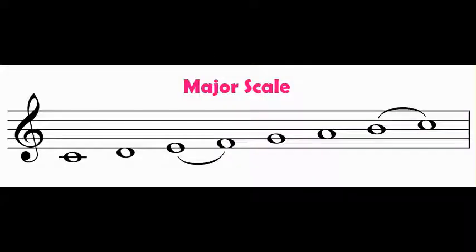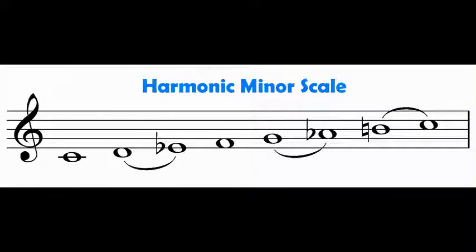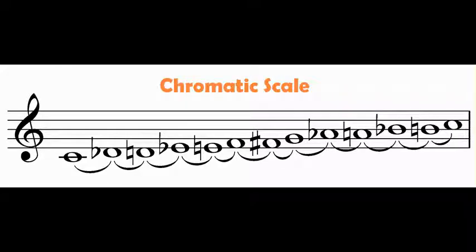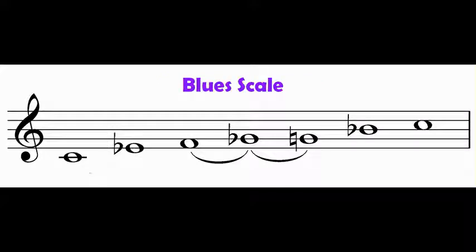A few examples are the major scale, harmonic minor scale, chromatic scale, and blues scale. Each of these scales may be started on any note of the keyboard. The factor that differentiates them is the arrangement of tones and semitones within them. In this video, we will focus on the major scale.